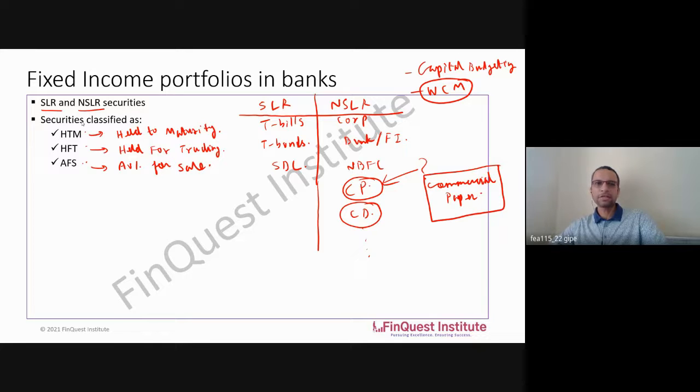So that's what I call HTM. Next is HFT and AFS, so held for trading and available for sale. These are basically your tradable securities. So these are the securities which you may want to trade at a certain point in time.